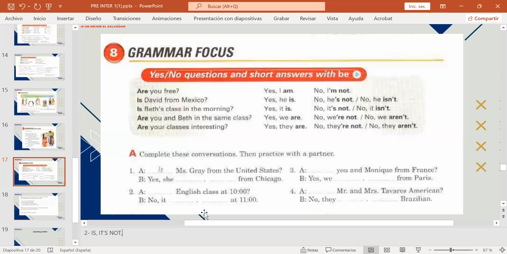And here? It's not. It's at 11. It's at 11. Okay, number three.